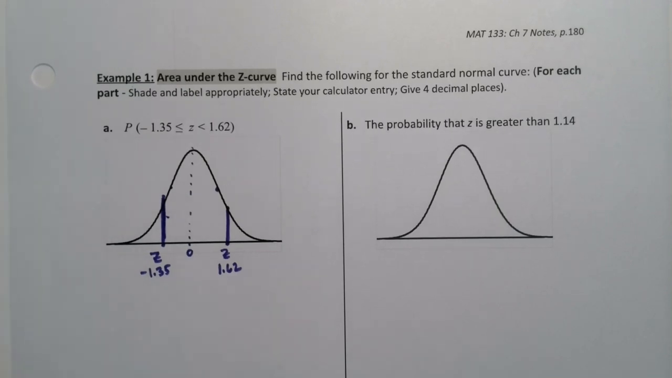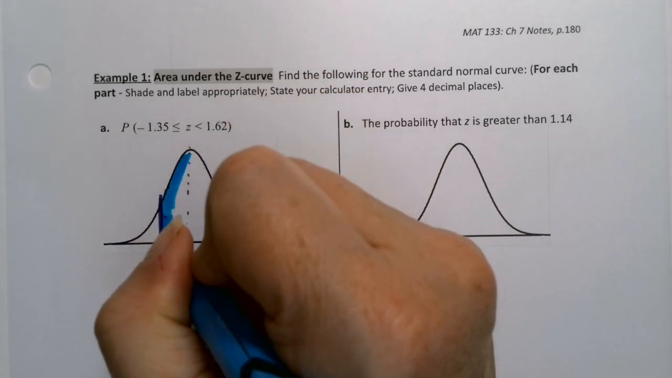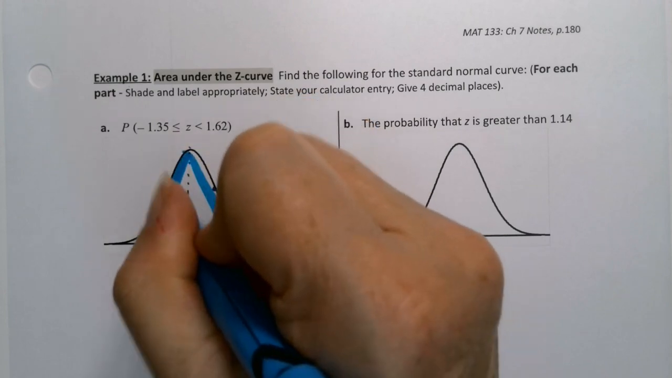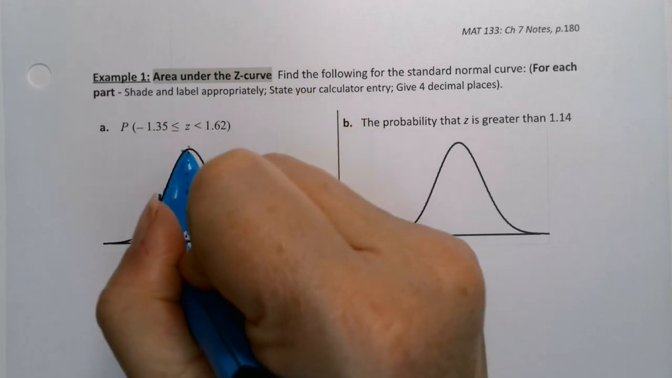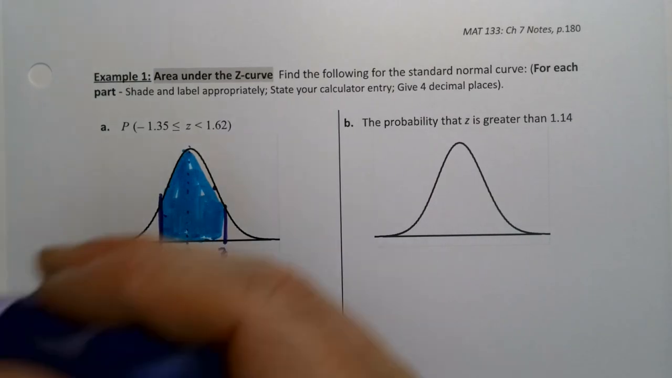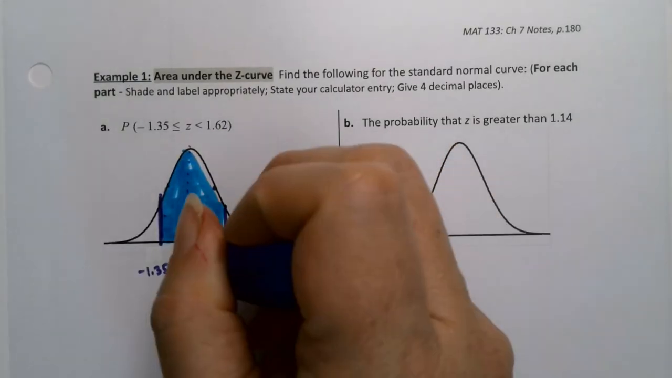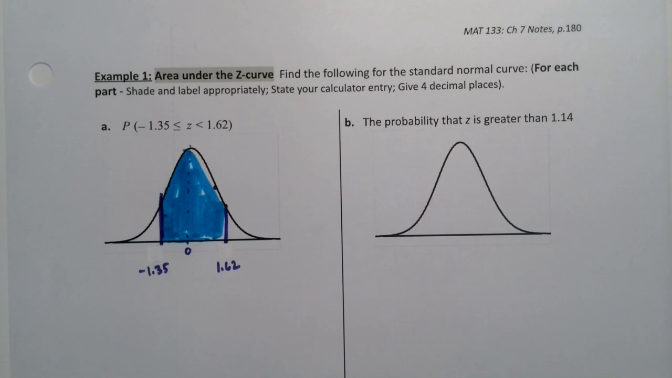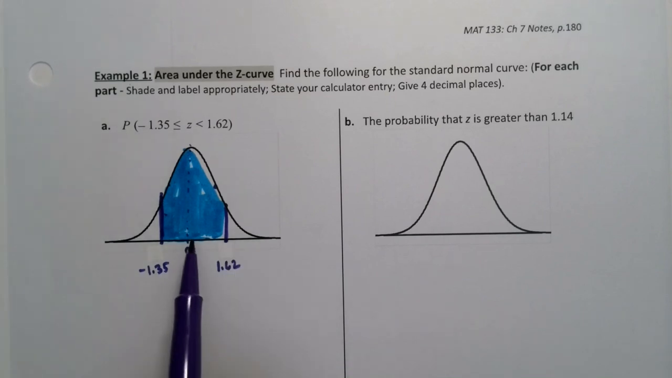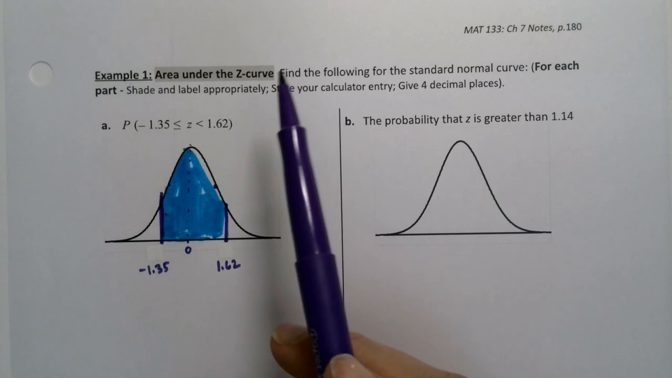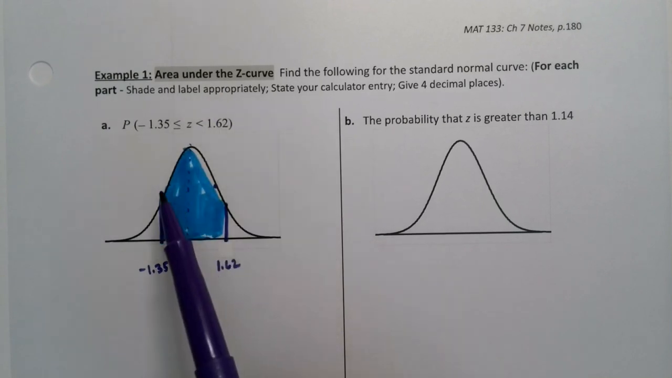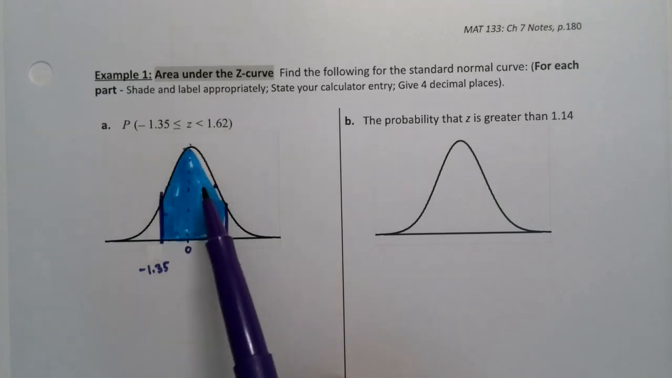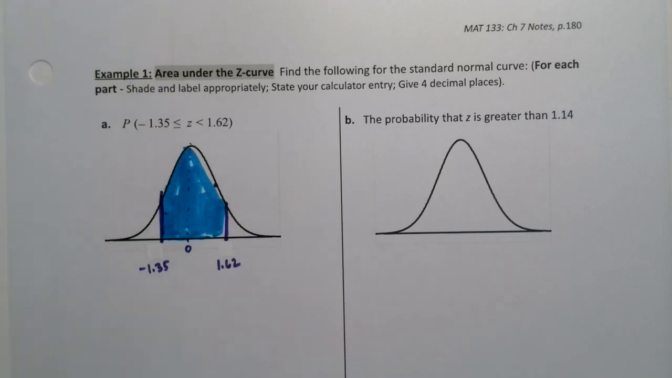So let me see here. I'll go with blue. I'm looking for the probability of being between those two z values. Those aren't subscripts, that's not what I'm doing here. Matter of fact, if it's getting confusing for you, just write negative 1.35 and positive 1.62. That's what we're talking about here. Make sure the 1.62 is farther away from 0 than the negative 1.35, but just a little bit. I want that area, I want that probability. I've shaded and labeled my curve appropriately. I have the negative over here, the positive over here. They're both past an inflection point, and the 1.62 is a little bit further away.